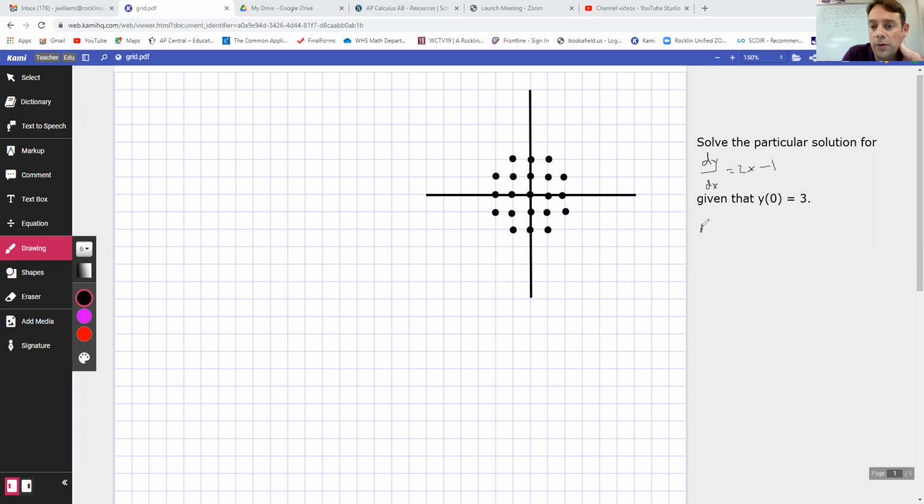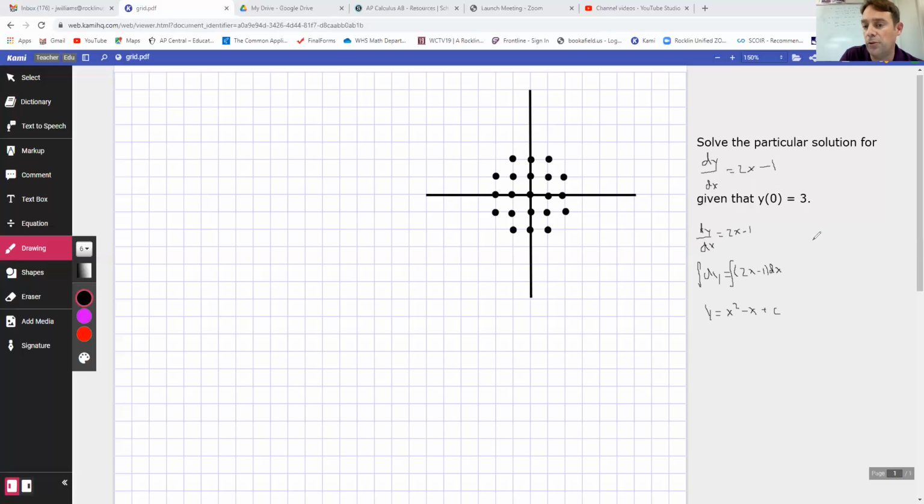So first of all, this is what we worked on last class. dy/dx equals 2x minus 1. So we're going to separate our variables, and we're going to integrate both sides. And we end up with y equals x squared minus x plus c. Okay, so again, that's the general solution.